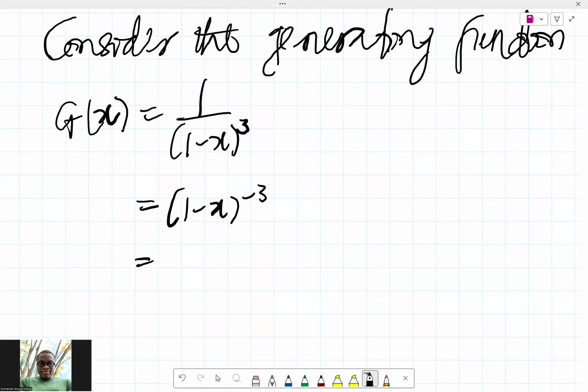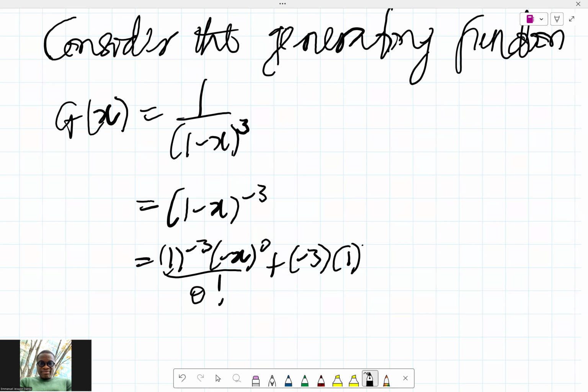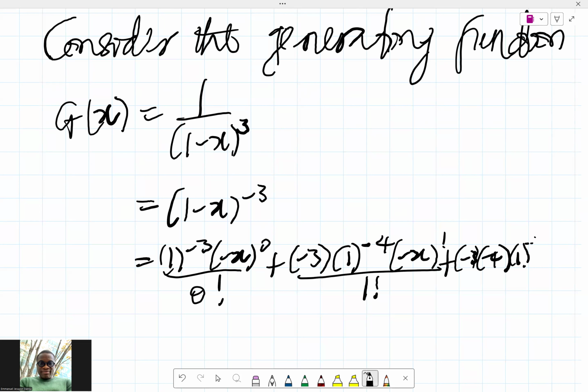we go the usual way. We have 1 raised to power minus 3, minus x raised to power 0 over 0 factorial. Next, we have minus 3, 1 raised to power minus 4, that's minus 3 minus 1, then minus x raised to power 0. So minus 4 plus 1 will also give us minus 3. That has to be preserved. And then we have minus 3 minus 4, 1 raised to power minus 5, then minus x squared. So minus 5 plus 2 is also minus 3. This is over 2 factorial, and all of that continues.